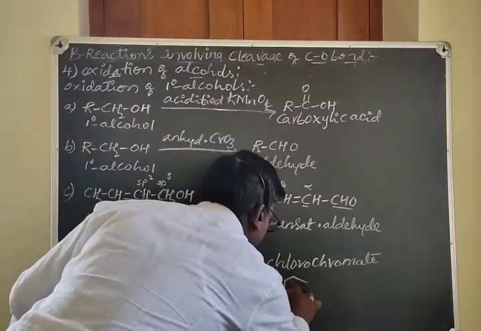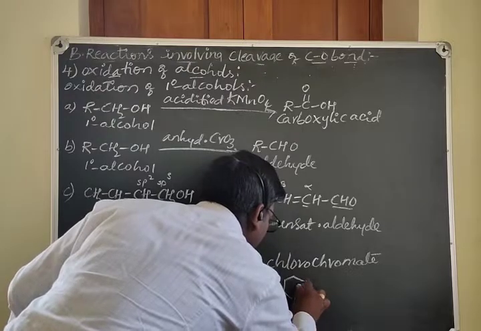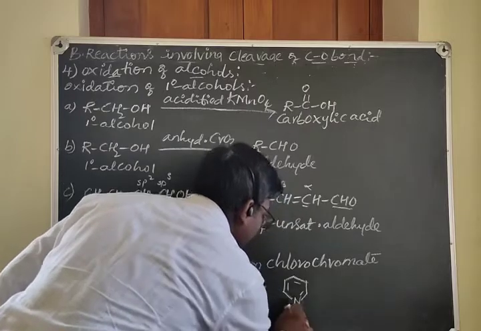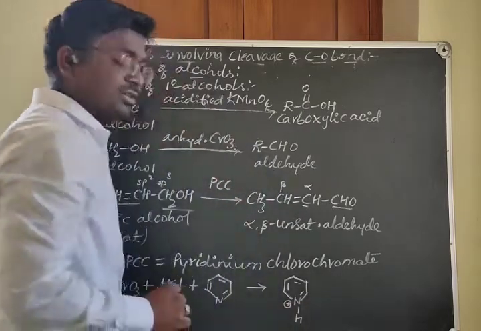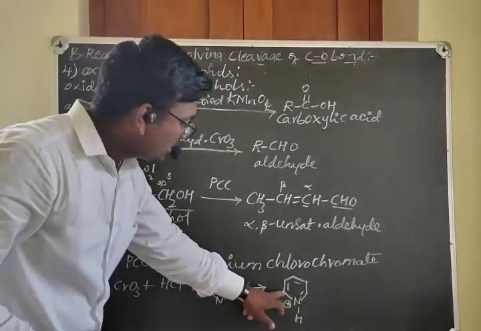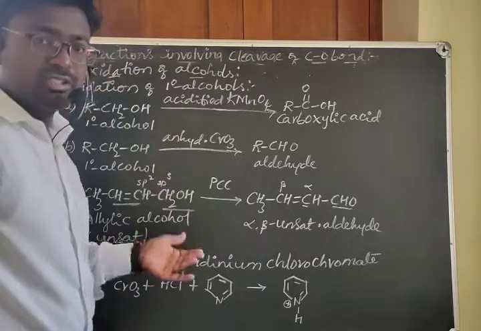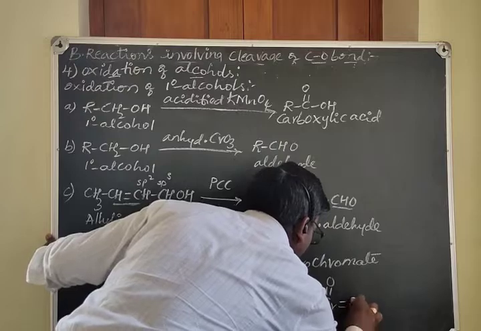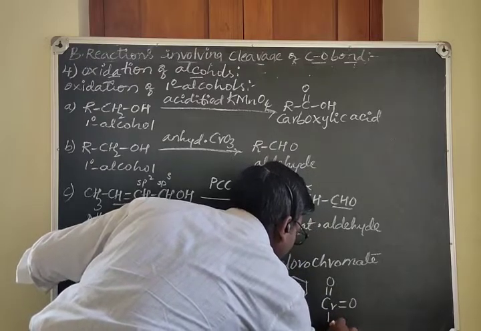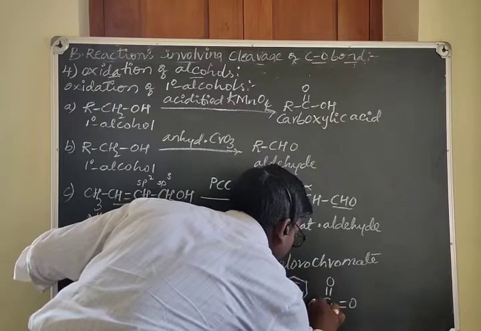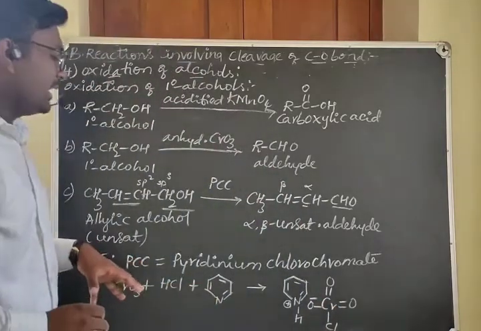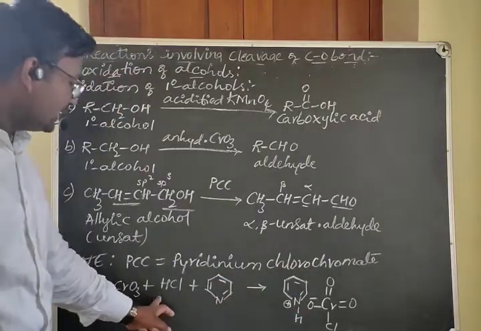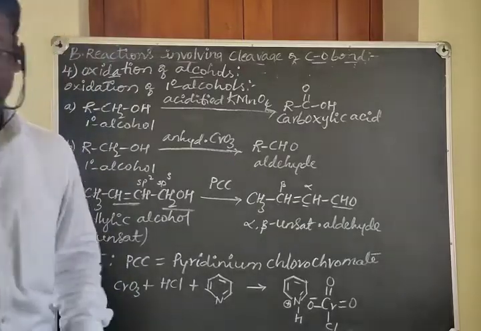Like this: pyridine N. Here it is going to take the hydrogen, and it takes the positive charge, because nitrogen is trivalent. Now you can see that it has 4 bonds, so it is losing the lone pair of electrons, and Cr double bond O. Here there is one Cl and O minus. Now this is a complex called pyridinium chlorochromate. How is it formed? It is a mixture of CrO3, HCl and pyridine.